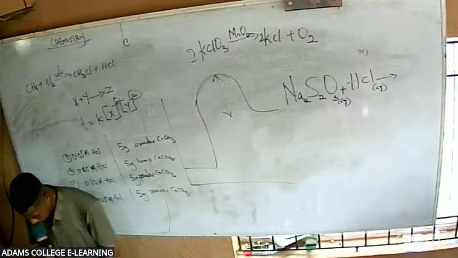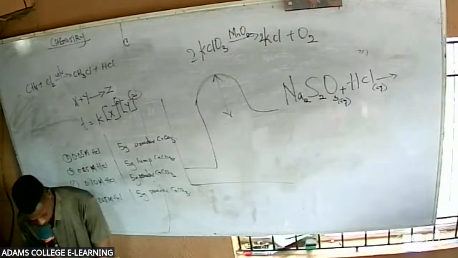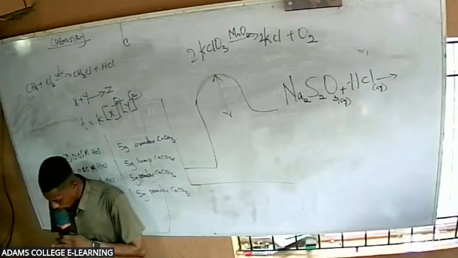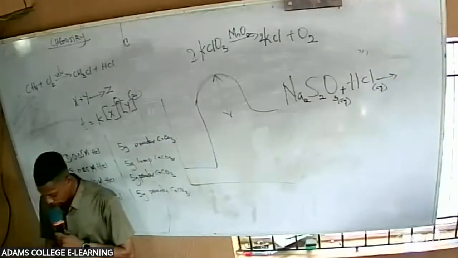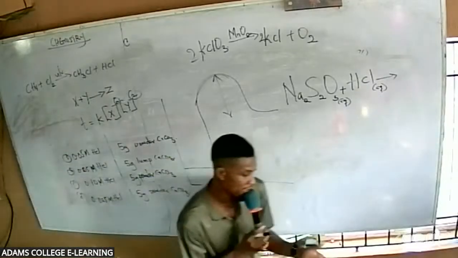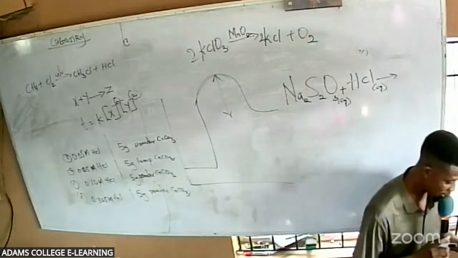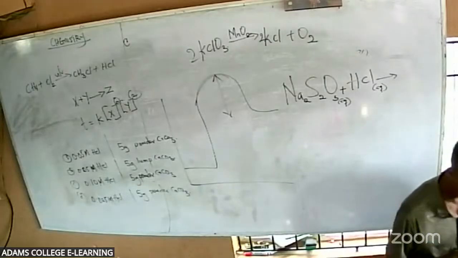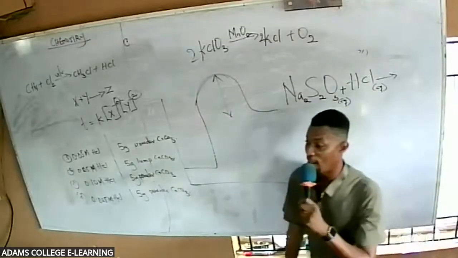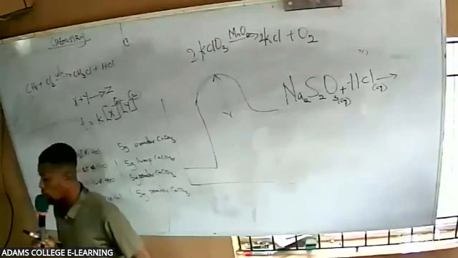I'm going to go to non-metals now. The first non-metals we have here are hydrogen, oxygen, and what? Carbon. How many oxides of carbon do we have?